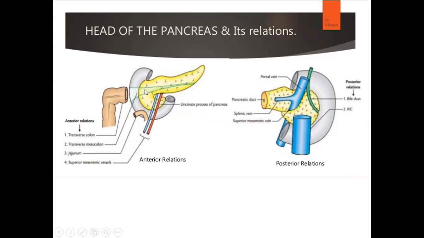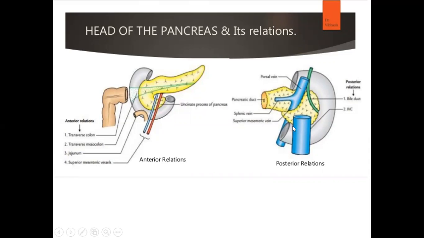Anterior surface is related from above downward to gastro-duodenal artery, transverse colon, root of the transverse mesocolon, and jejunum. Here, the part of the transverse colon. This is the root of the transverse mesocolon, and here the part is related with the jejunum.